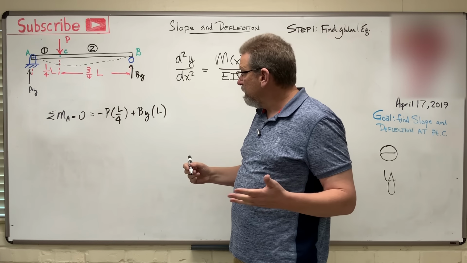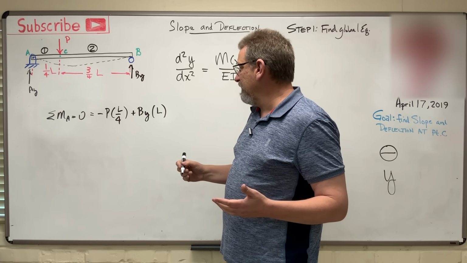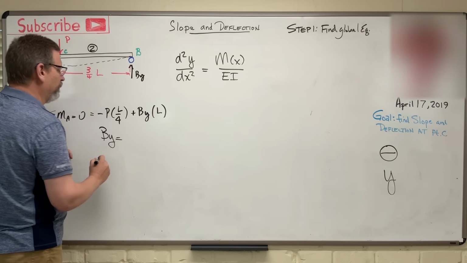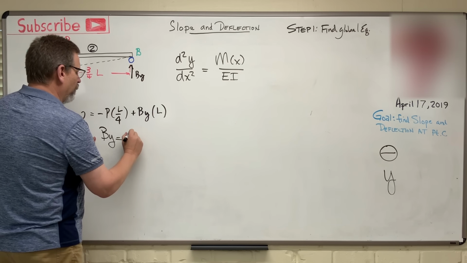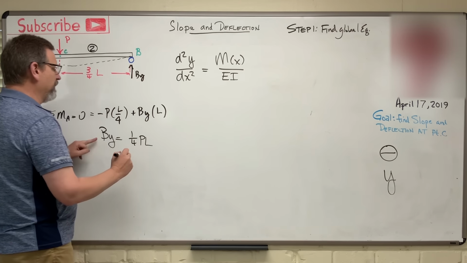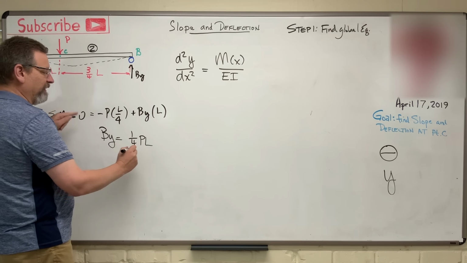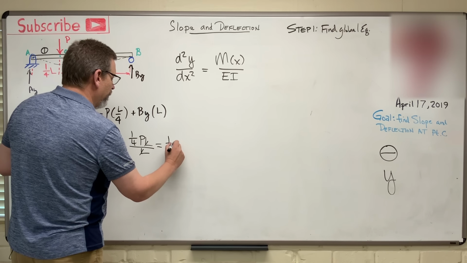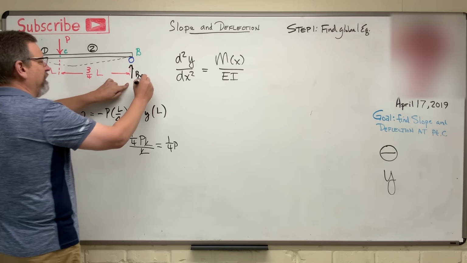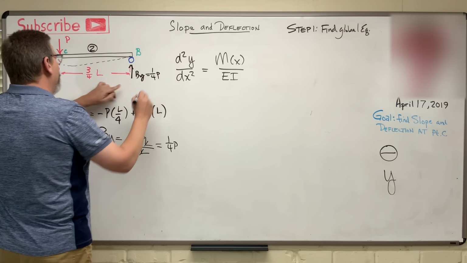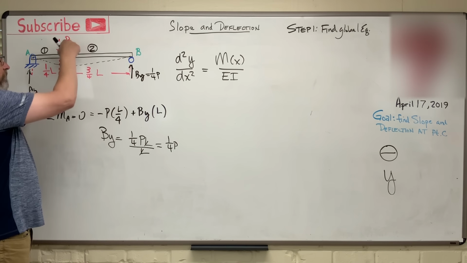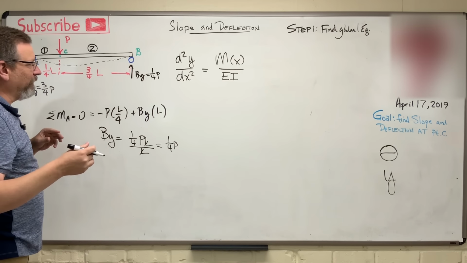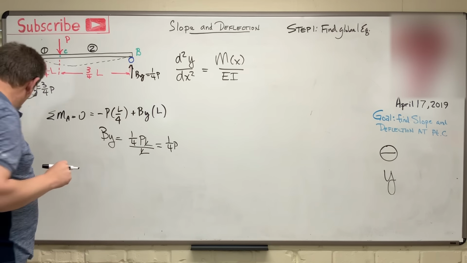Okay? And so from that, let's see, what do we have here? BY is equal to 1/4 PL, right? Move this to the other side and then divide the whole thing by L. So there it is, right? So BY equals 1/4 P. And AY must equal, well, there's a whole P going down, so this guy must be 3/4 P. Okay? All right, there you go. That's step 1, global equilibrium. We can do that, can't we?